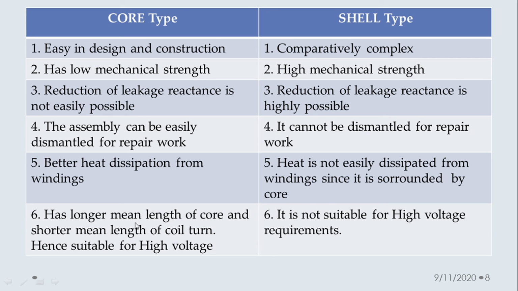The core type transformer has a longer mean length of core and a shorter mean length of coil turn. The length of the core is longer and the mean length of coil turn is shorter, hence it is suitable for high voltage. Core type transformers are suitable for high voltage, and the shell type transformer is not suitable for high voltage requirements. Normally it is suitable for low voltage requirements.